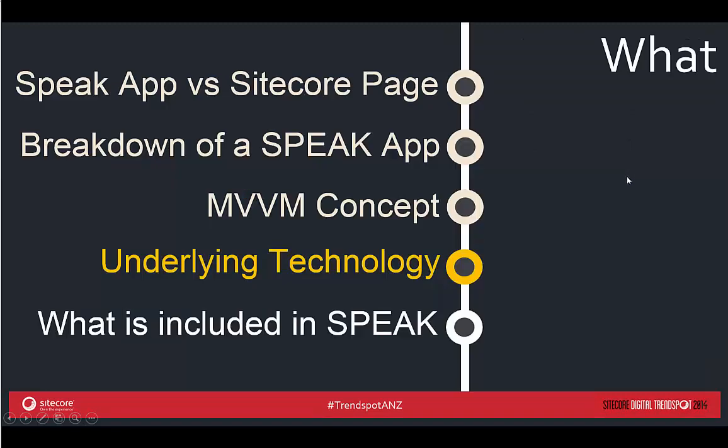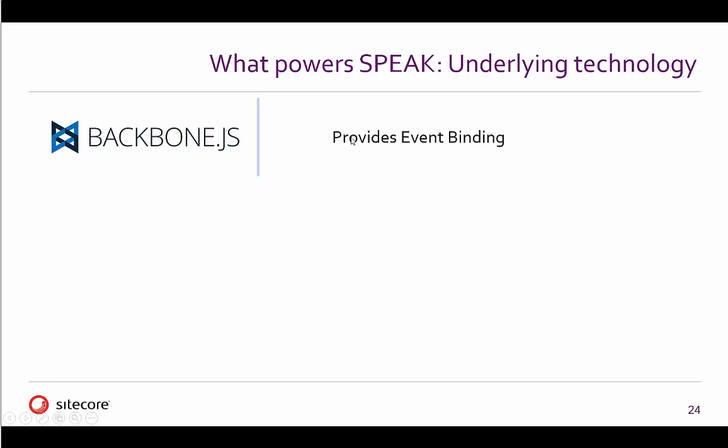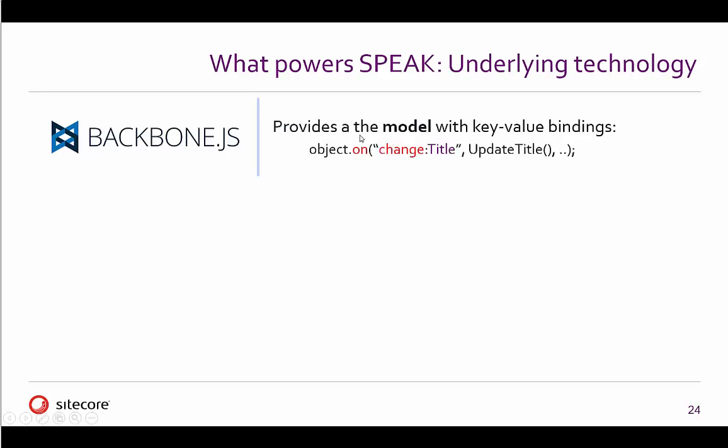Now, the second part to it is the underlying technology within Speak. As I previously mentioned, there have been some changes, and these actual JavaScript technologies have changed slightly in the newer version, but I'll still cover them. Now, in this presentation, I'm going to cover Backbone.js as it was an integral part. What this meant is we got event binding within a Speak application, which meant we could bind the changes for a specific field and associate an action or a function to occur on that change.